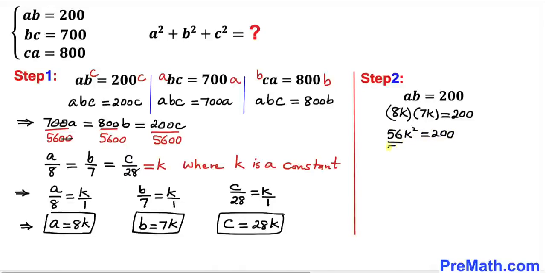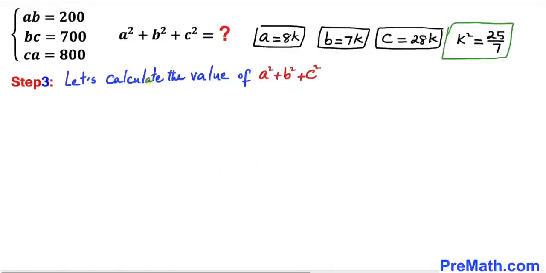And if we divide both sides by 56, this cancels out. So our K square turns out to be equal to, if we reduce this fraction, 25 divided by 7, and this is our value for K square. And here's our final step. Let's go ahead and calculate the value of A square plus B square plus C square, where A equals 8K, B equals 7K, and C equals 28K, where K square is 25 divided by 7.